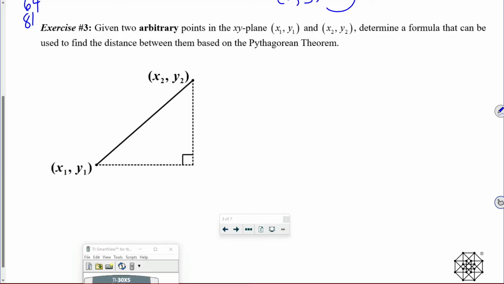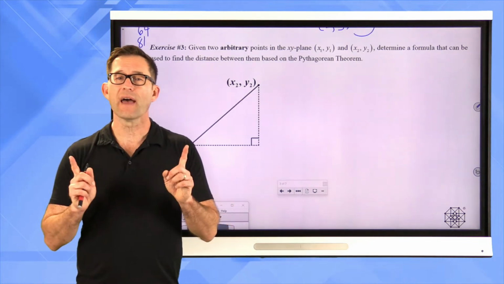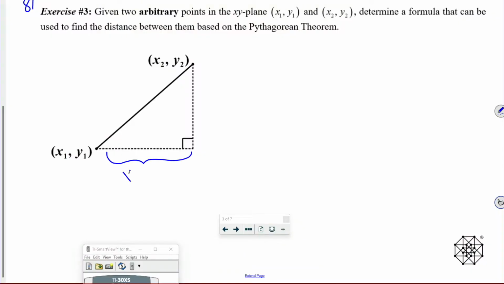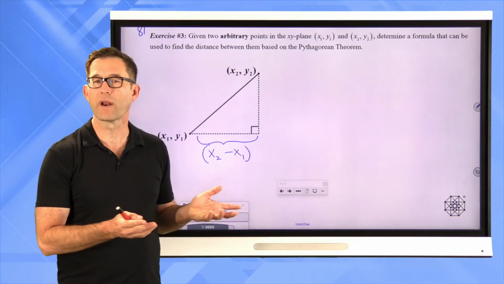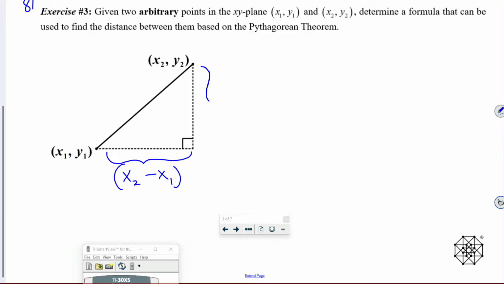Given 2 arbitrary points in the xy plane, x1, y1, and x2, y2, determine a formula that can be used to find the distances between them based on the Pythagorean theorem. All right, well, let's do this together. Exactly what we did in the last problem, we can now say that this particular length is simply x2 minus x1. And I'm going to put it in parentheses. We'll understand why that is in a little bit. Right, that distance, whatever it is, this x-coordinate minus this x-coordinate. And the vertical distance, this one, is simply y2 minus y1, again in parentheses.